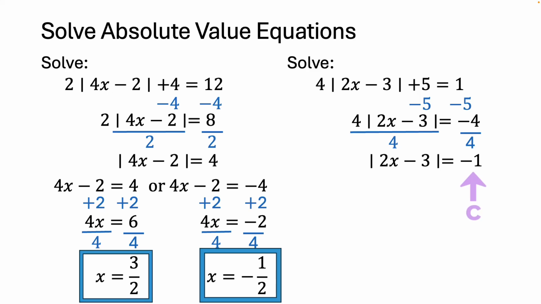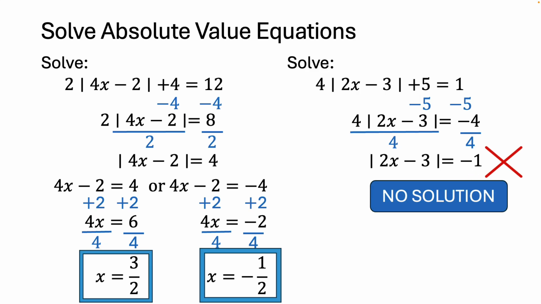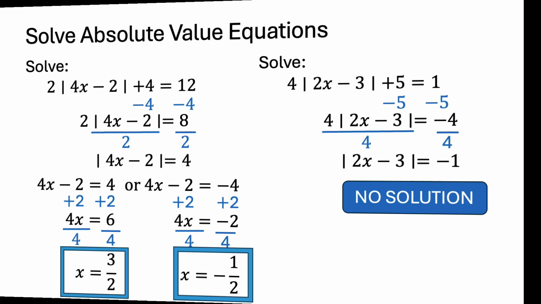Now let's go ahead and check the value of c. In this case, c is -1, which is negative, or less than 0. That tells us that this equation has no solution. The absolute value of any quantity is never going to be equal to a negative number.